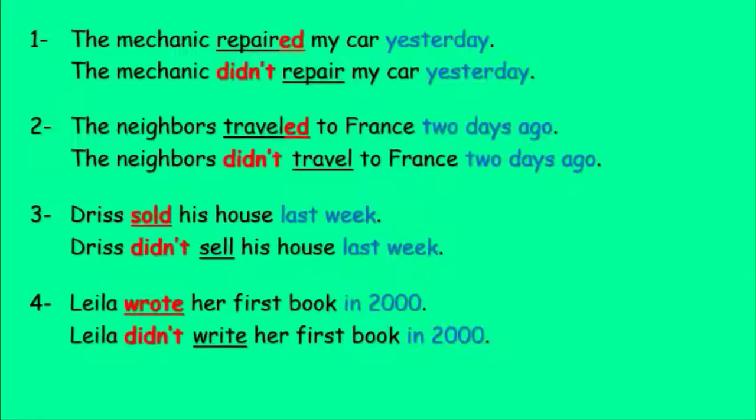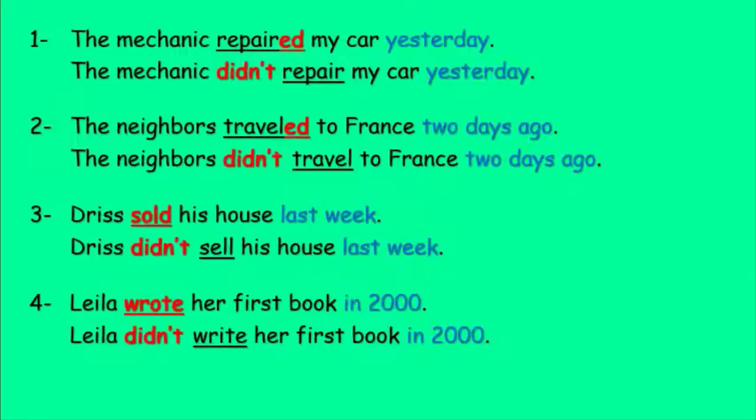Number 2. The neighbors traveled to France 2 days ago. The negative form is: The neighbors didn't travel to France 2 days ago. We have didn't and the infinitive of the verb travel. Driss sold his house last week. The negative form is: Driss didn't sell his house last week. So we have didn't and the infinitive form of the verb sold, which is sell.